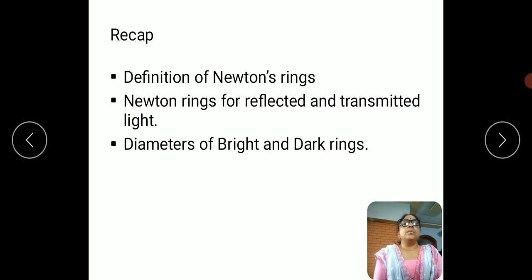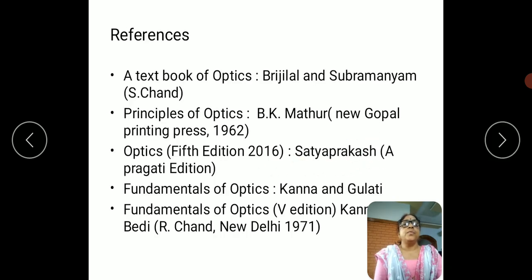So till now we have studied the definition of Newton's rings and the theory of Newton's rings for reflected and transmitted light. There we have calculated the diameters of bright and dark rings. These are a few references that you can refer.